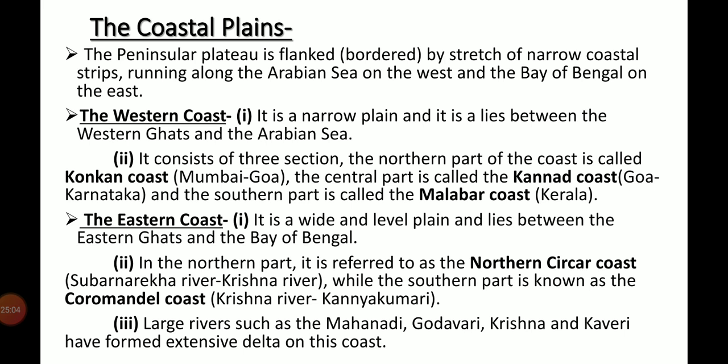But the Eastern Coastal Plain is a wide and level plain and it lies between the Eastern Ghats mountain range and the Bay of Bengal. The Western Coastal Plain consists of 3 sections. The northern part of this coast is called the Konkan Coast, the central part is called the Kanara Coast, and the southern part is called the Malabar Coast. But the Eastern Coastal Plain is divided into 2 parts. The northern part is called the North Circars Coast and the southern part is called the Coromandel Coast.